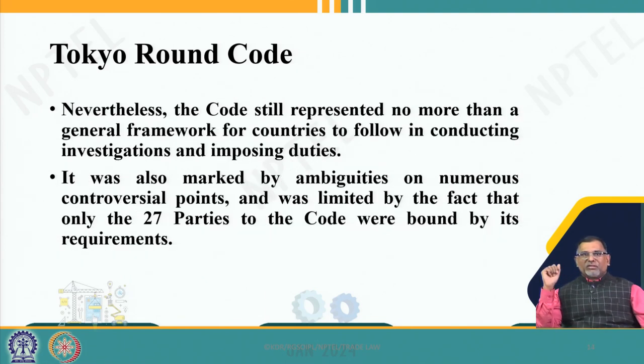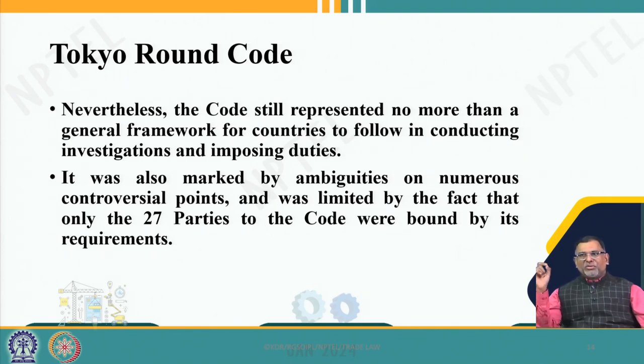But again, you can see that it is a general framework for the determination of dumping, determination of injury, and other prerequisites that were discussed and concluded in the Tokyo Round of negotiations. But the drawback of the implementation was that only 27 members are party to this particular agreement.